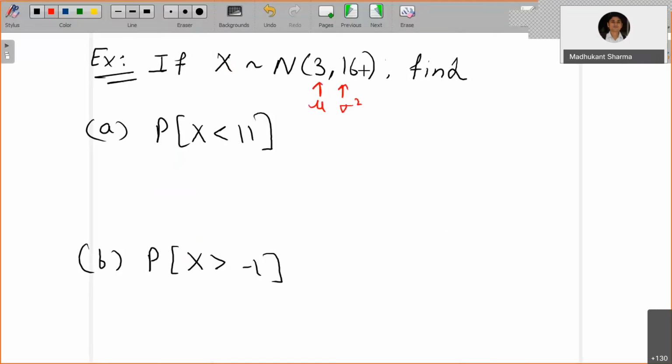Okay, so from here it should be clear that mu equals 3 and sigma equals 4, not minus 4. You can say that the square root of this is minus 4 as well, but sigma is always positive, so you have to take sigma equals 4 only. Okay, so now with these values, I want to evaluate this here.